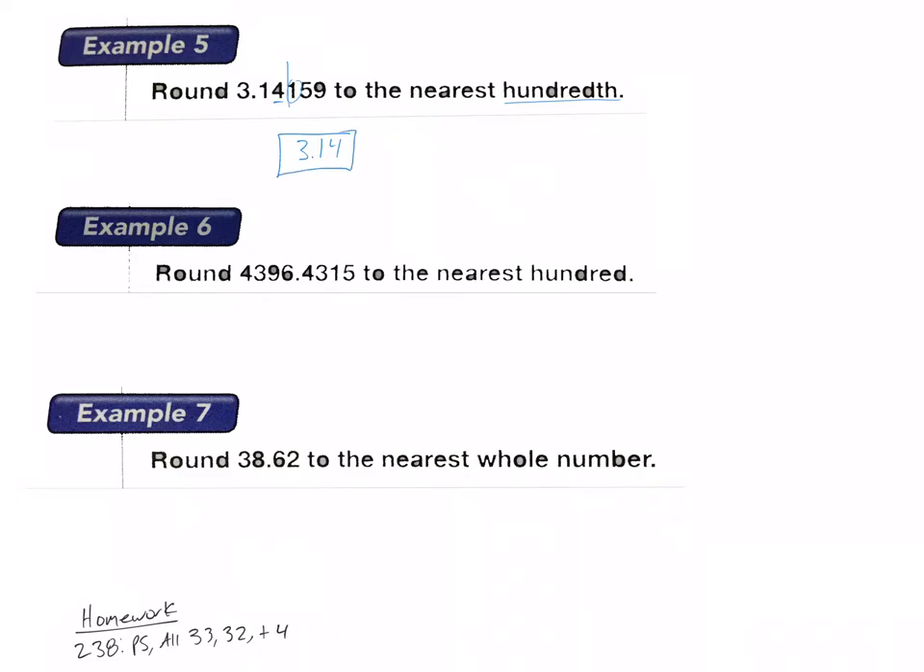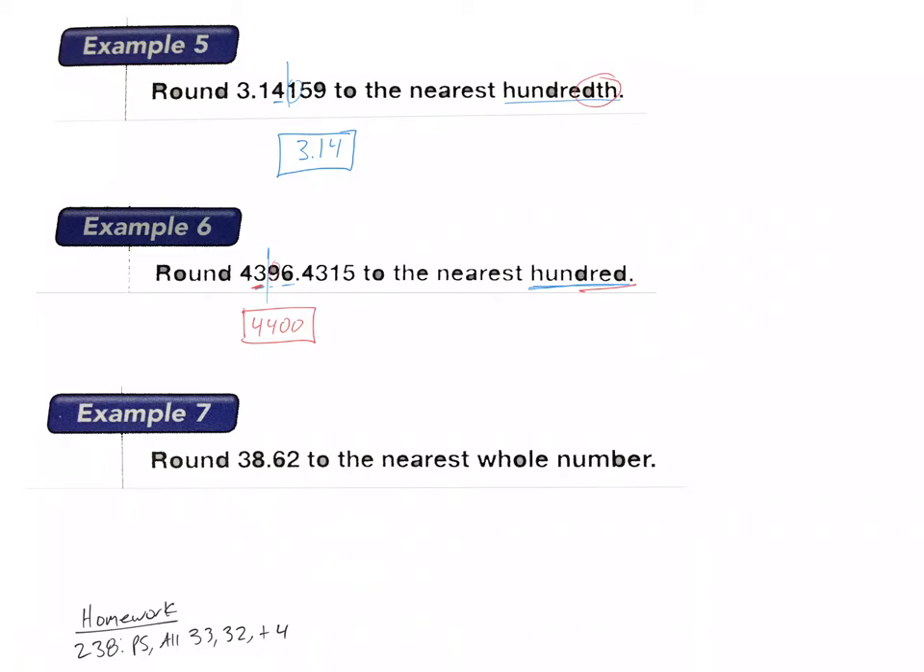Example 6 says round this number to the nearest hundred. So this is 1, 10, 100. So everything to the right of this I want to be a 0. So this is going to be, since this is a 9, it's going to make this one go up to a 4. So this is going to be 4,400. Notice it almost got me. This is hundredths, and this is just 100.